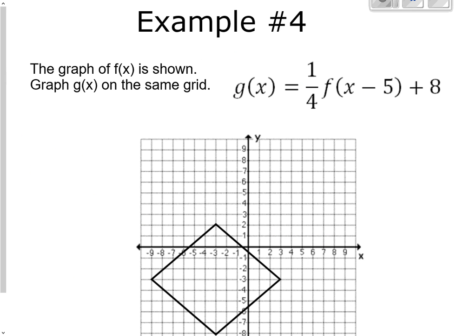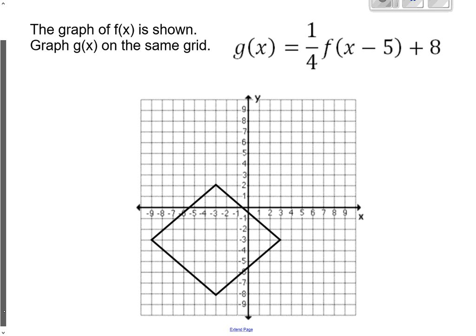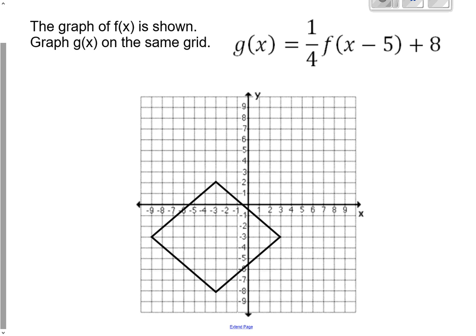Okay. Now, we don't always have a function. Sometimes we have some other kind of graph. So in this case, we have this square or diamond shape going on. What we want to do is we want to transform it with all these different transformations. So to start, though, I need my table of values. I'm actually just going to pull some points right off of this to help me along.